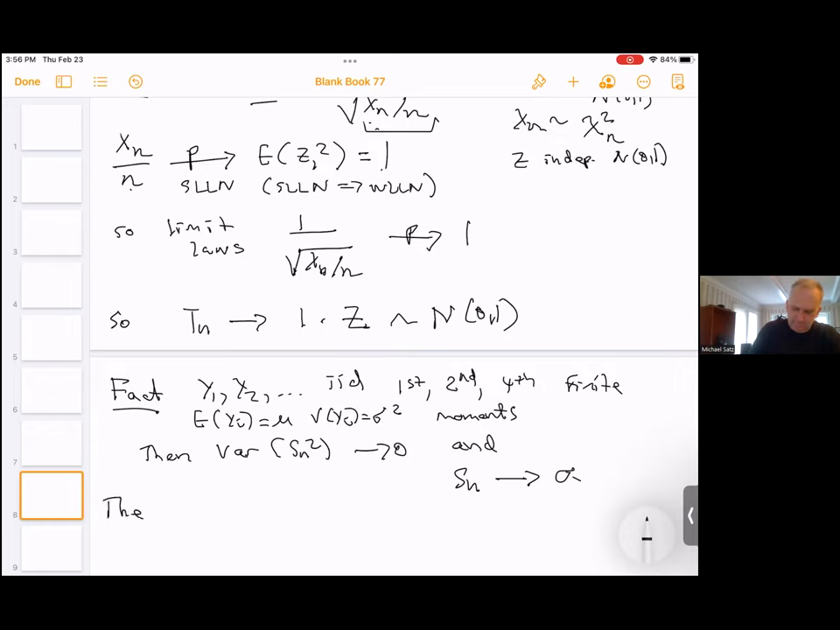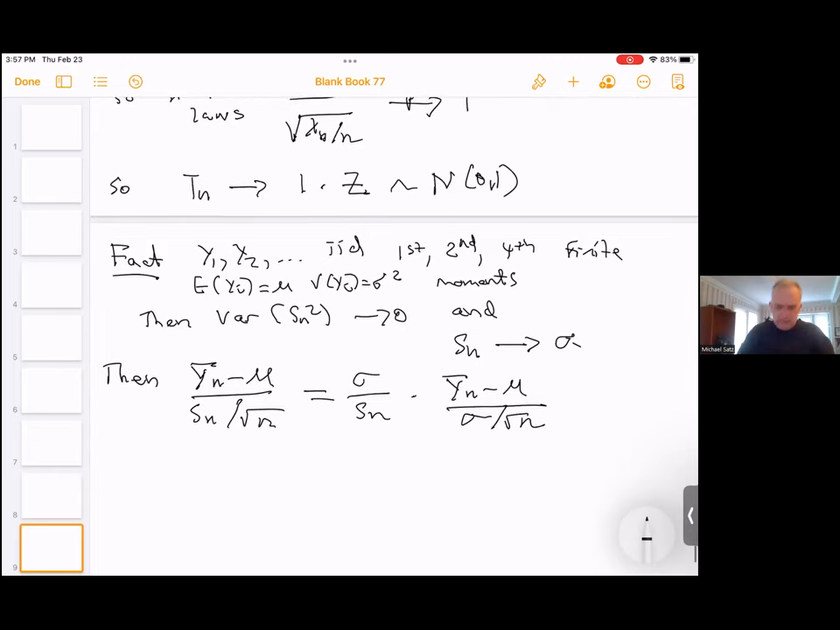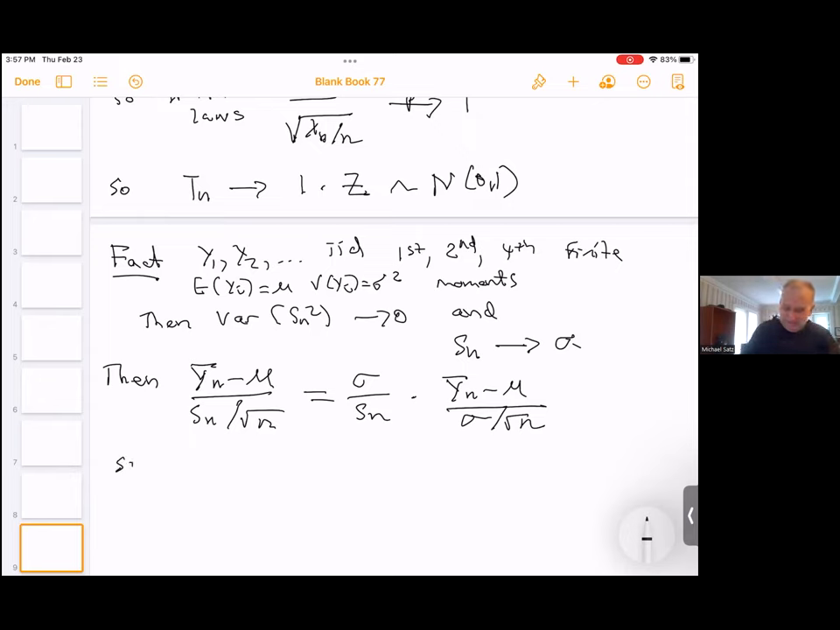Then here's the result though. Yn can be written like this: sigma over Sn times the rest, since, from the limit laws and the fact that Sn converges in probability to sigma, this part goes to 1 in probability, right?